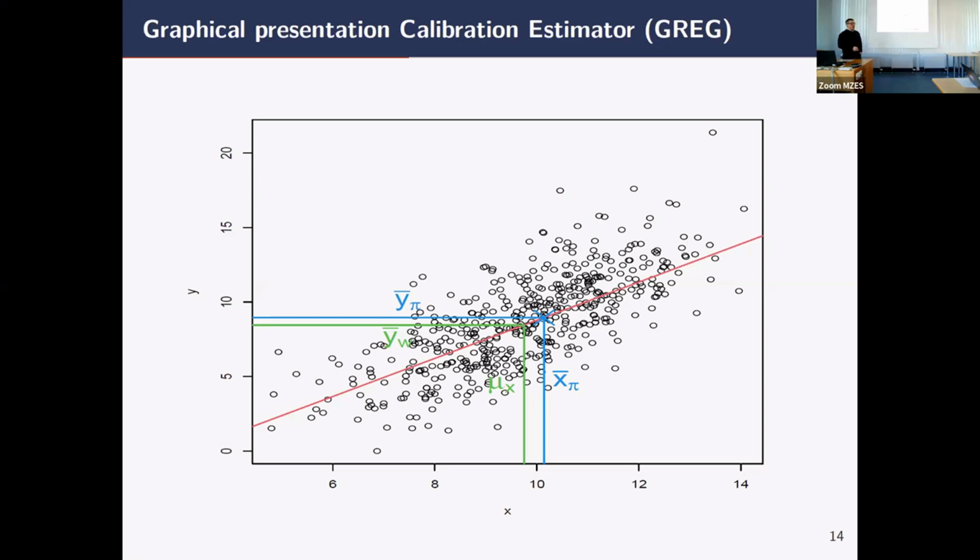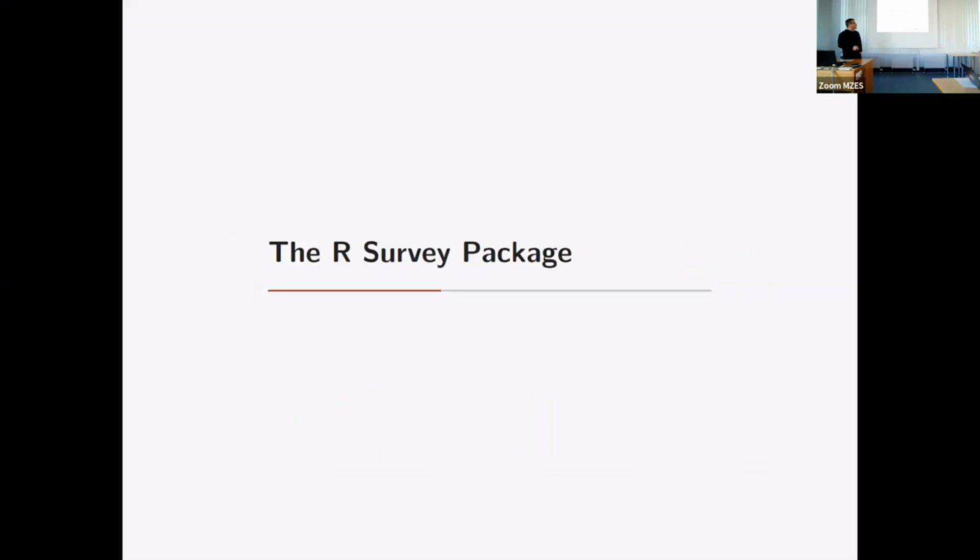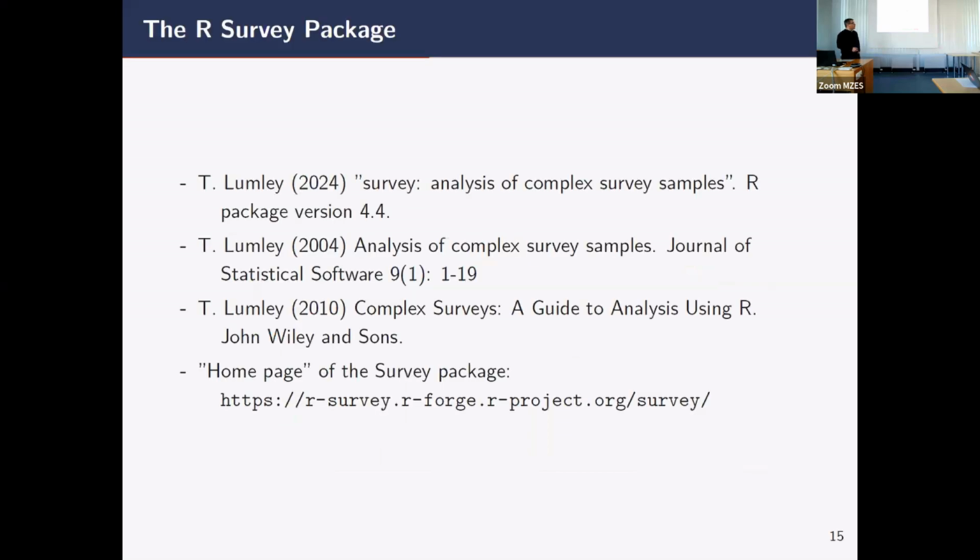Okay, so this is just a graphical representation of the calibration estimator. Okay, so just going to the technical part, the R survey package. Just going over this quickly because that is what I used in the examples. There's the literature from Thomas Lumley, the main developer of that package, or at least he used to be. I'm using version 4.4. It's from last year, so there is a newer one already available.